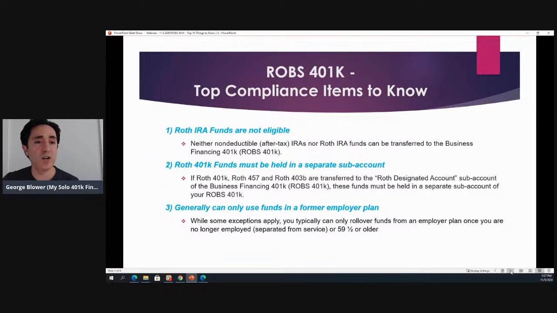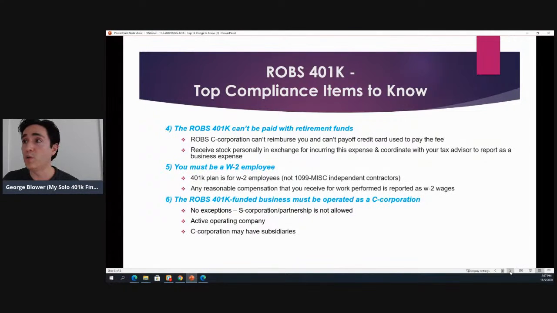And so it's important to understand that you have, of course, eligible money before you start to proceed down the path of funding a business via a ROBS transaction. We'll keep going, but please don't hesitate to ask questions.